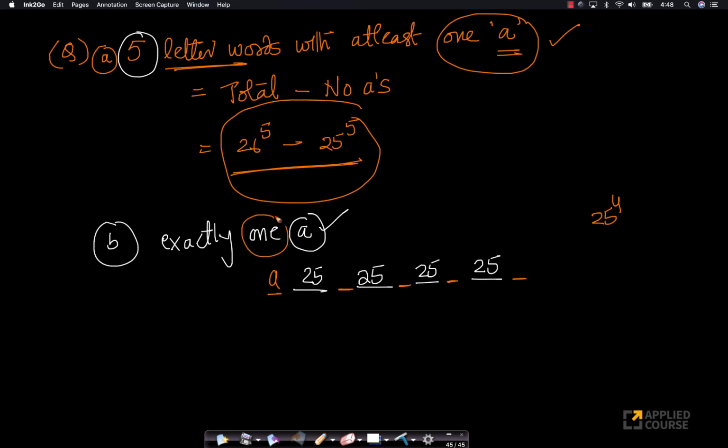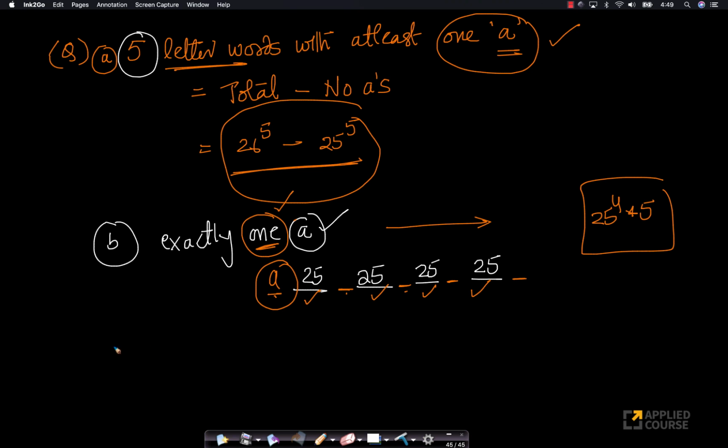I want exactly one A. So first I construct the 4-lettered words, and then I insert A in one of these 5 positions. Because I want exactly one A, I can place the A either in this position, this, or this. So there are 5 positions, and I have to pick one of these 5 positions and place the A there. So if I want 5-lettered words with exactly one A, it is 25 power 4 into 5, right? I hope you understood this.